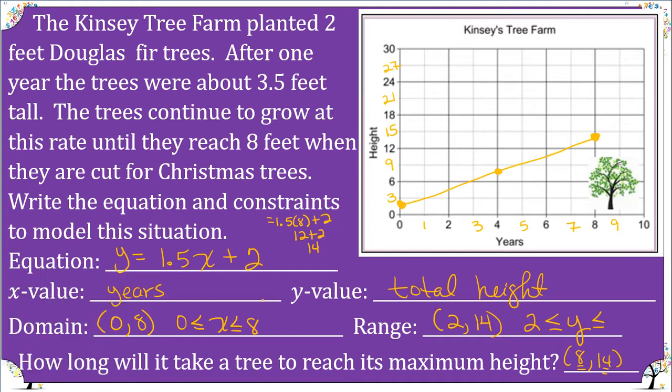Trying to multitask here. Okay, so 14. So the height is somewhere between 2 and 14 feet, depending on the time of year that they have been growing.